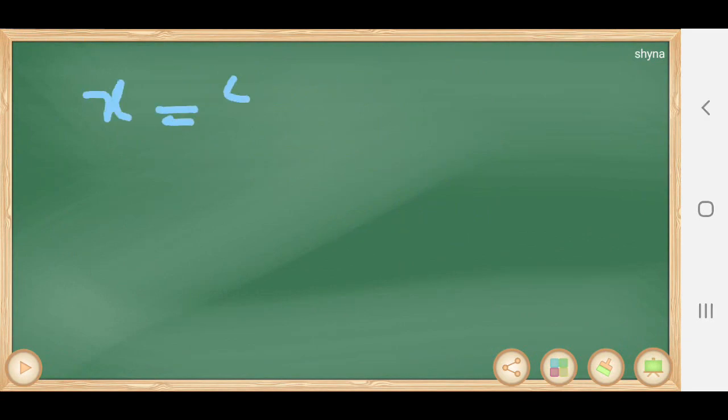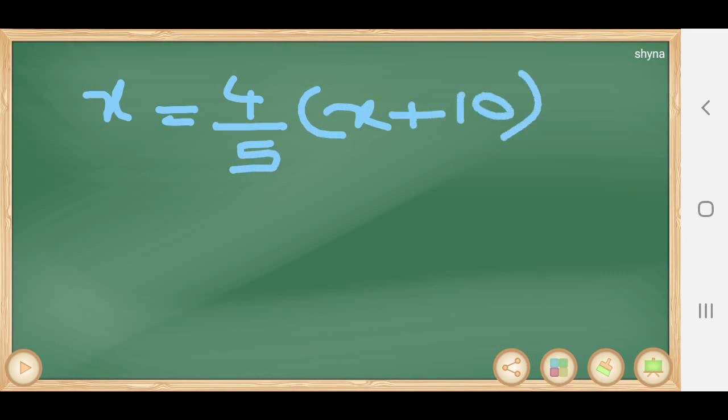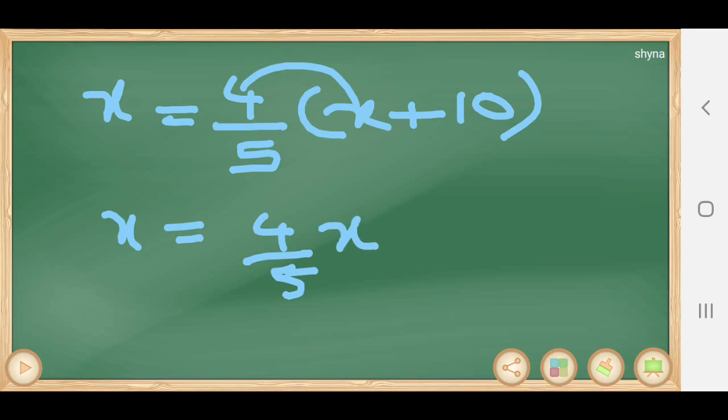x equal to 4 by 5 into x plus 10. Here is also a bracket, so you have to open the bracket first. x equal to 4 by 5 into x means 4 by 5x. 4 by 5 should multiply with all the numbers inside the bracket because 4 by 5 is common. 4 by 5 into x plus 4 by 5 into 10.